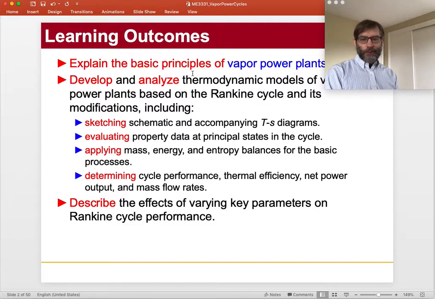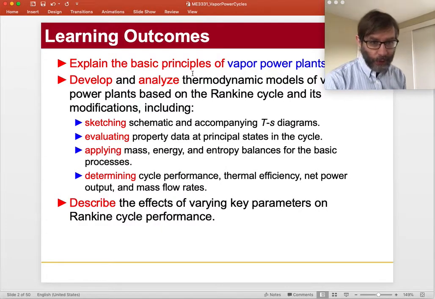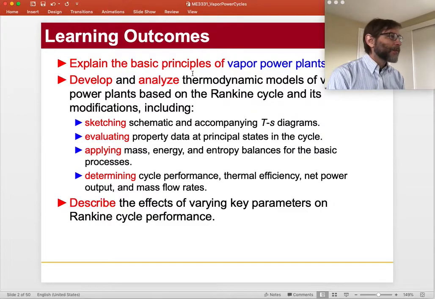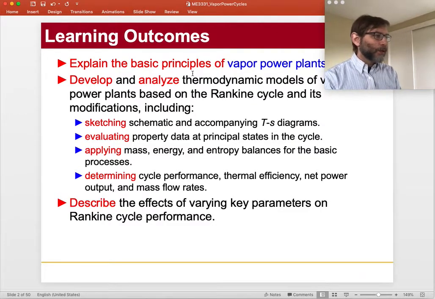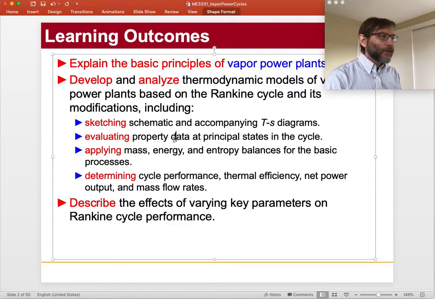And the last thing is we're going to describe the effects of varying key parameters on Rankine cycle performance. I hope to get to the point where we discuss modifications to the Rankine cycle to make it more efficient. We'll either get to that or we won't. I'm giving myself two lectures to get through this, so we will see what we get to. Okay, so let's get into it.